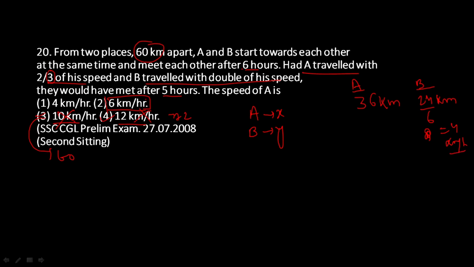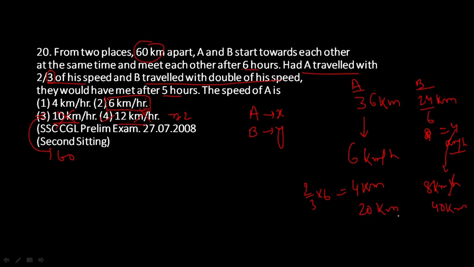And in the next it says had it traveled two-thirds of its speed. Two-thirds of 6 is 4 km per hour. Two-thirds of 6, right? And in this case B will be 8 km per hour, and both have walked for 5 hours. So 5 hours means 20 km, and for B it means 40 km, total is 60 km. So the effective speed is 12 and 12 into 5 is 60, so it is satisfying all the conditions. So option 2 is the right answer.